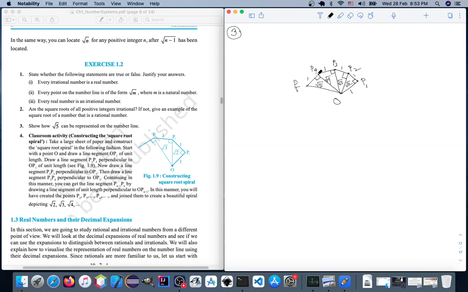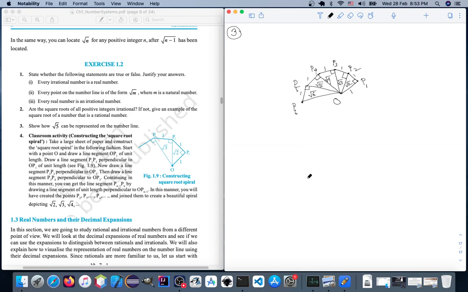Similarly, again, if you draw perpendicular to OP5, perpendicular of unit length, let's say this point is P6. P6P5 is perpendicular to OP5, and this is of unit length, and we join P6O. This hypotenuse OP6 will be root 6.